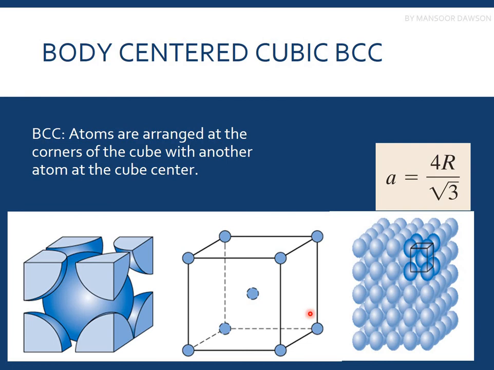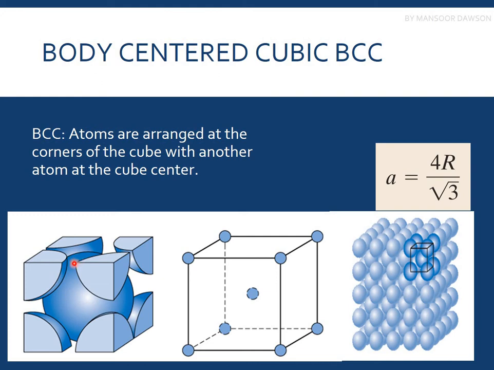So now the BCC crystal system, which means body-centered cubic. So in a BCC, atoms are arranged at the corners of the cube with another atom at the center. So basically, what we have is one atom at each corner, and one atom in the center of the unit cell, as you can see over here. From its name, it is derived as body-centered cube. So there would be one atom in the center of the body of the unit cell.